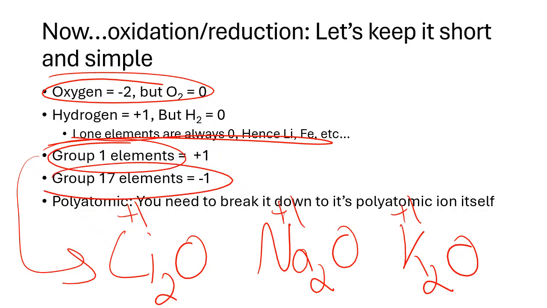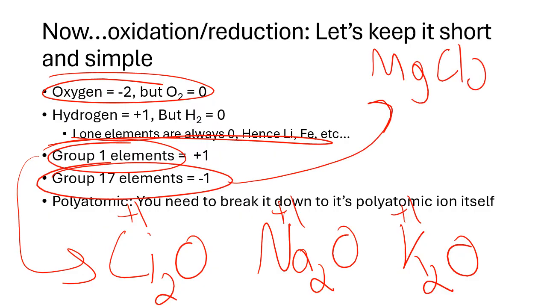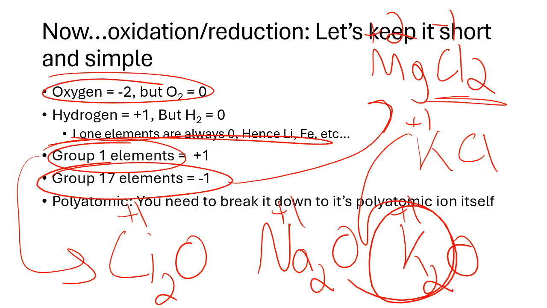Group 17 in a compound, it's always a -1. So we have 2 chlorines there, so that magnesium is a +2. So KCl, this is a good example in the sense that potassium is always a +1, because we say that group 1 elements is a +1, and then chlorine is a -1. Polyatomics, we're going to review more in the next section.